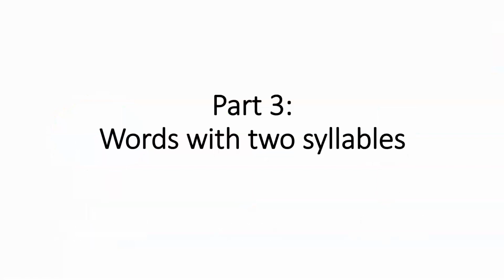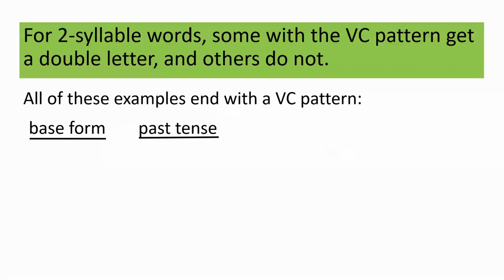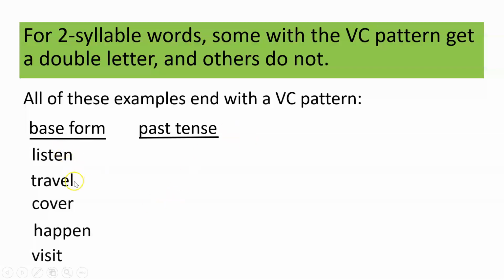Okay, the last part of this presentation is words with 2 syllables, and the rule here is similar but a little bit more complicated. So for 2-syllable words, some with the VC pattern get a double letter and others do not. So we're still looking for the V and the C at the end of the word. But actually there's a less possibility of getting a double letter here. So all of these examples end with a VC pattern. If we look at listen, travel, cover, happen, and visit, these words are a little bit longer than before.